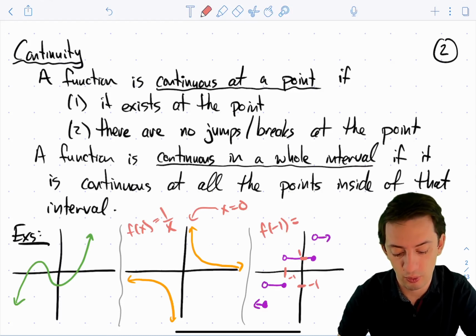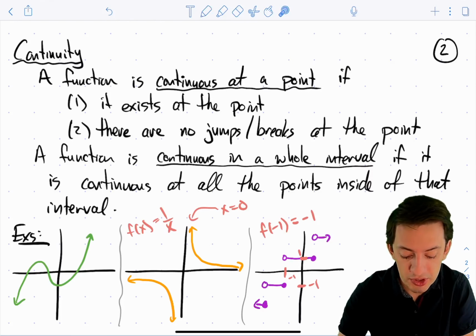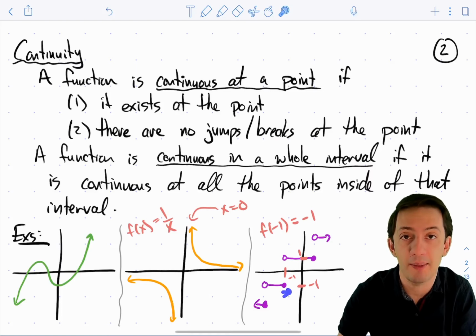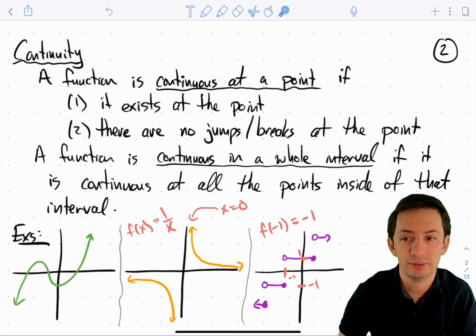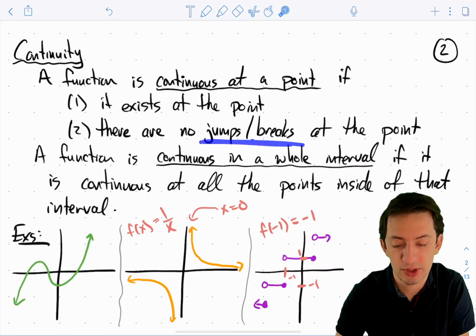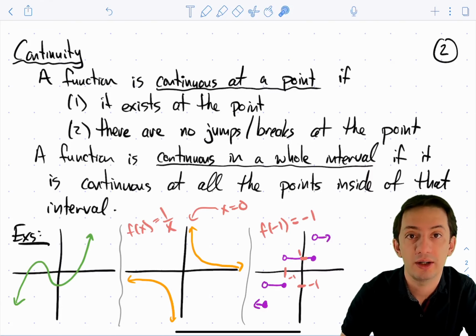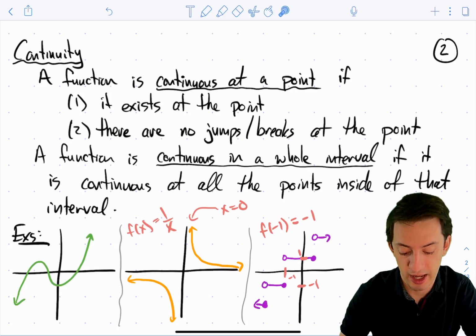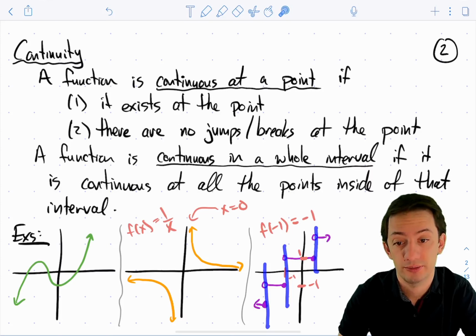So at negative 1, the value is negative 1. But if I go the smallest teeny tiny amount to the right, maybe 1 over a trillion just to the right, then the value jumps up to 1. So this has jumps or breaks. That means this function is not continuous at this x value, at this x value, and at this x value. It's continuous everywhere else.